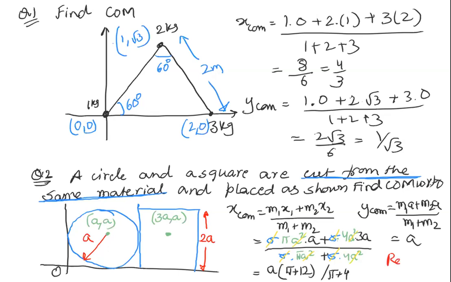Repeat for a sphere and a cube. So the question is the same, everything is the same, except I don't have a circle and a square, I have a sphere and a cube. Can you tell me, kept in the same exact way, everything the same, the location of the center of mass?